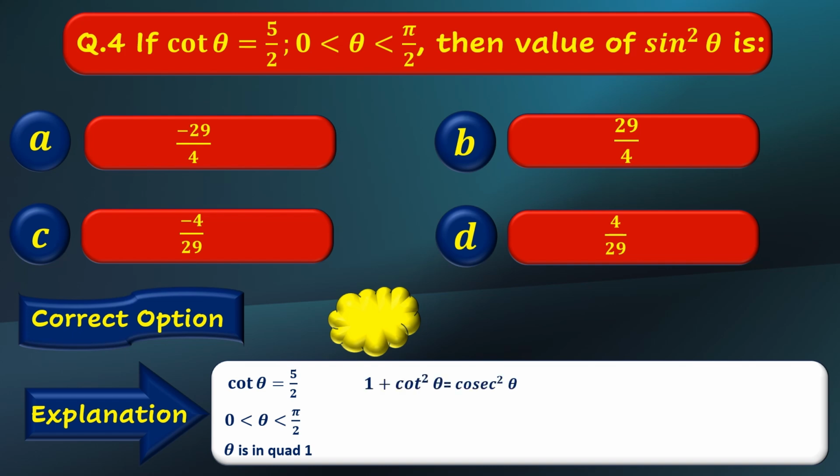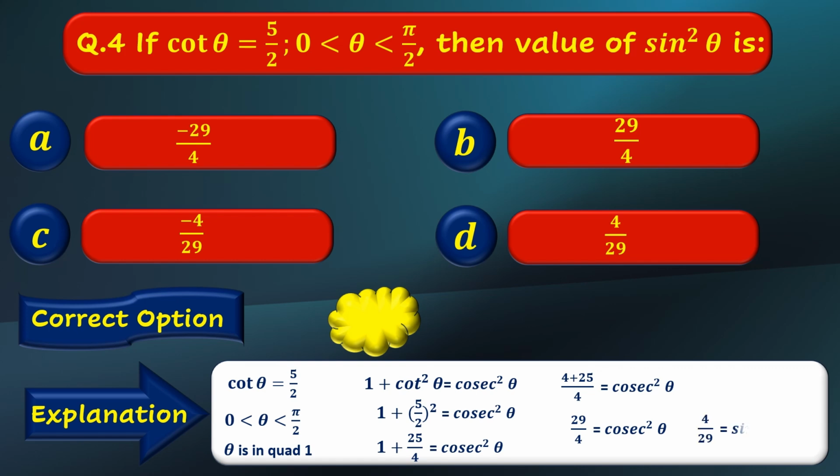Now we know that 1 plus cotangent square theta is equal to cosecant square theta. We substitute the value of 5 by 2 of cotangent theta in it, and we get 1 plus 5 by 2 whole square is equal to cosecant square theta. On simplifying, we get 1 plus 25 over 4 is equal to cosecant square. It gives cosecant square theta is equal to 29 over 4. But we want the value of sine square theta, and we know that cosecant square is the reciprocal of sine square. Therefore, the value of sine square theta will be 4 over 29. Therefore, correct option is option D.